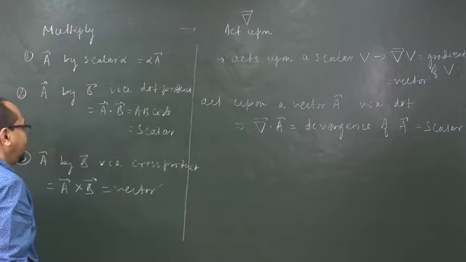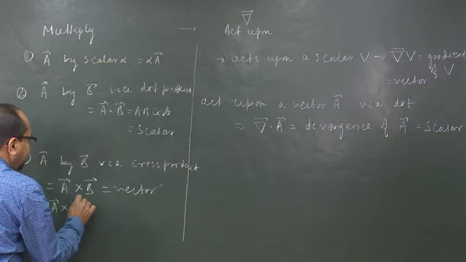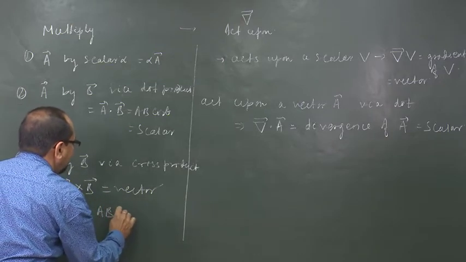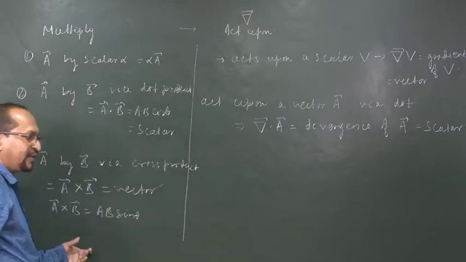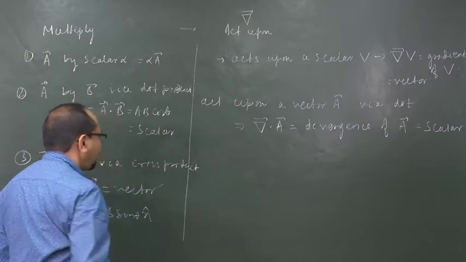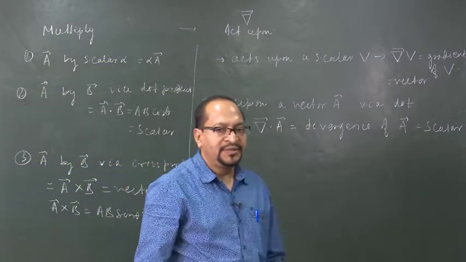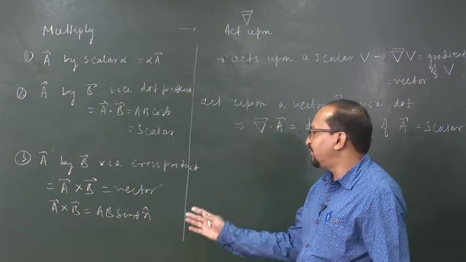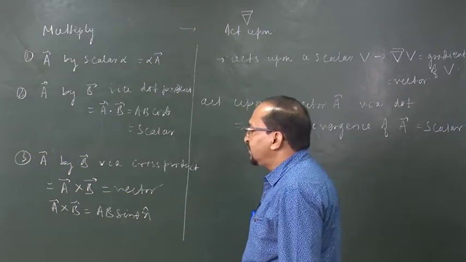And the magnitude of A cross B is magnitude of A into magnitude of B into sin theta, where theta is the angle between vector A and vector B, and it has a direction specified by unit vector n cap, which is always perpendicular to the plane containing A and B. You have been taught this at class 11 level. So, this is the cross product.